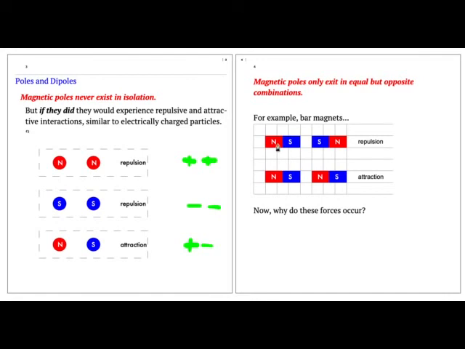you would not have an isolated north pole and an isolated south pole. When you cut it in half, the left half would be a north pole and a south pole. And the right half would be a north pole and a south pole.